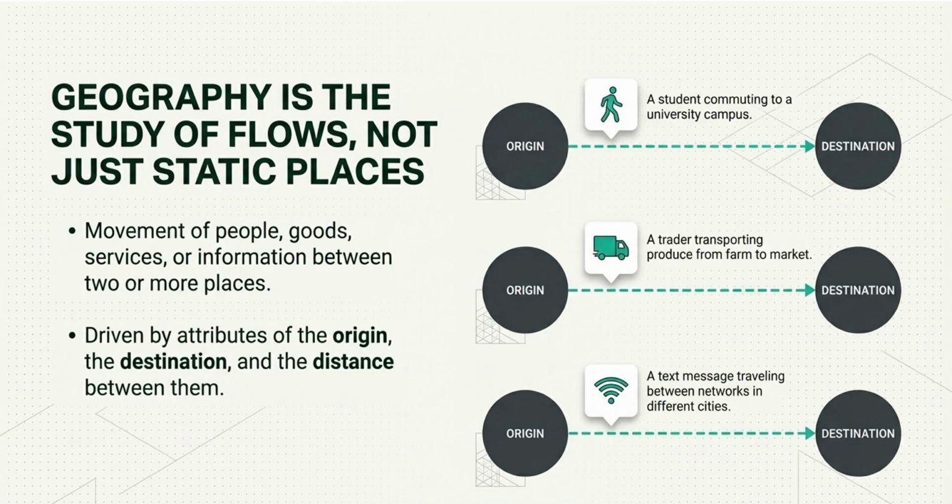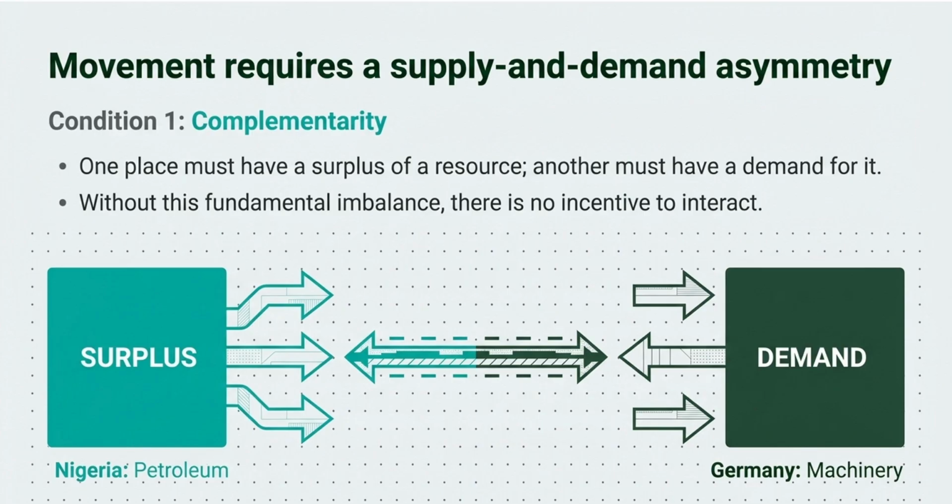They are driven by origin, destination, and the distance between them. For movement or interaction to exist between two areas, three conditions must be met. Movement requires a supply and demand asymmetry.